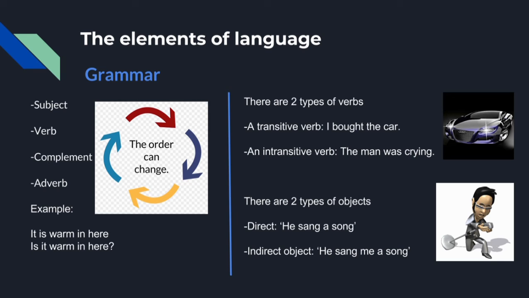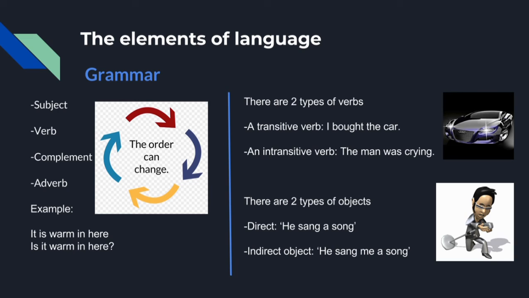For example, in the first sentence, it is an affirmation. It is warm in here, and in the second, is it warm in here? That's a question, but we have the same words, but in a different order. So we make another sentence, completely different.